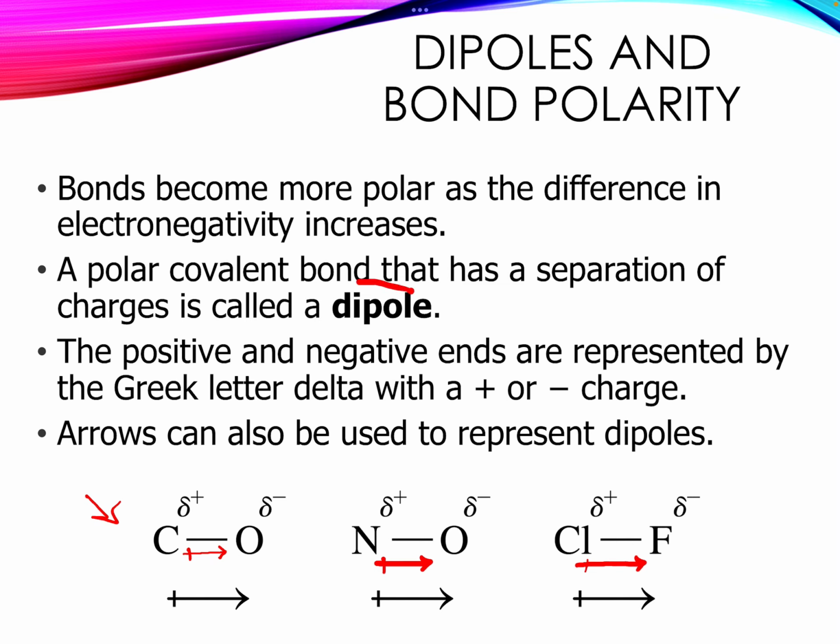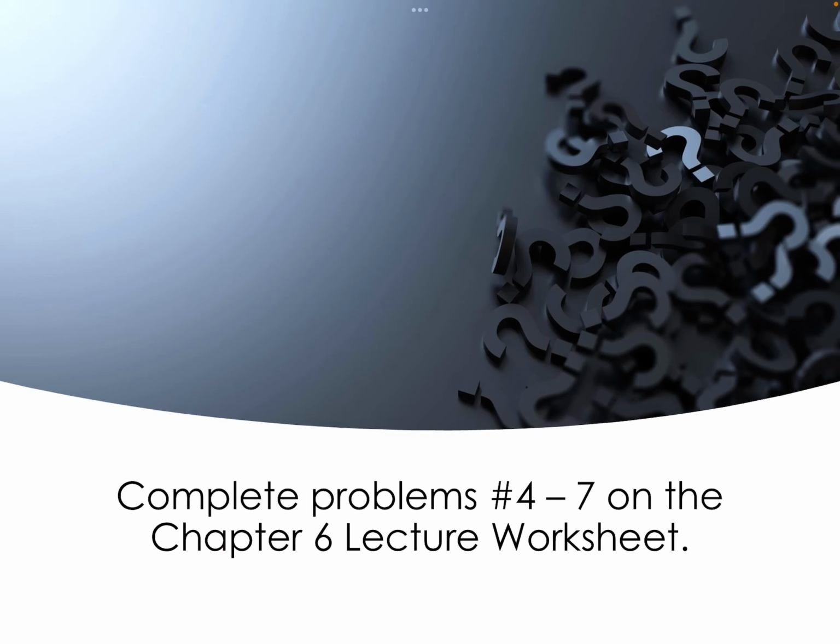So these arrows that we're drawing are called dipoles. They are indicating that these polar bonds have a separation of charges, that one of the atoms becomes partial negative and the other one becomes partial positive. So those are called dipoles. If you hear me talk about dipoles, I'm talking about these arrows that we can draw.